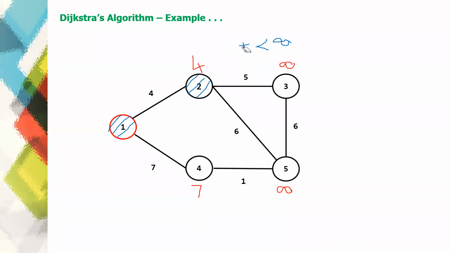You are going to update the distance of node 3, and the new distance of node 3 will be 9. Now, in the same way, I'm going to apply relaxation procedure on node 5. For that, you have to perform addition of 4 plus 6. The value is 10. 10 is less than infinity. So I'm going to update the distance of node 5.